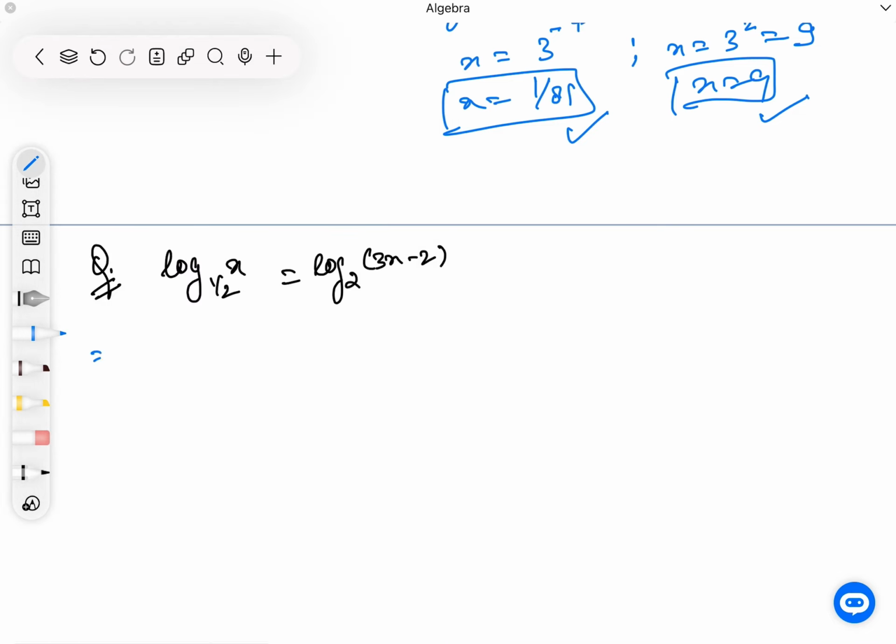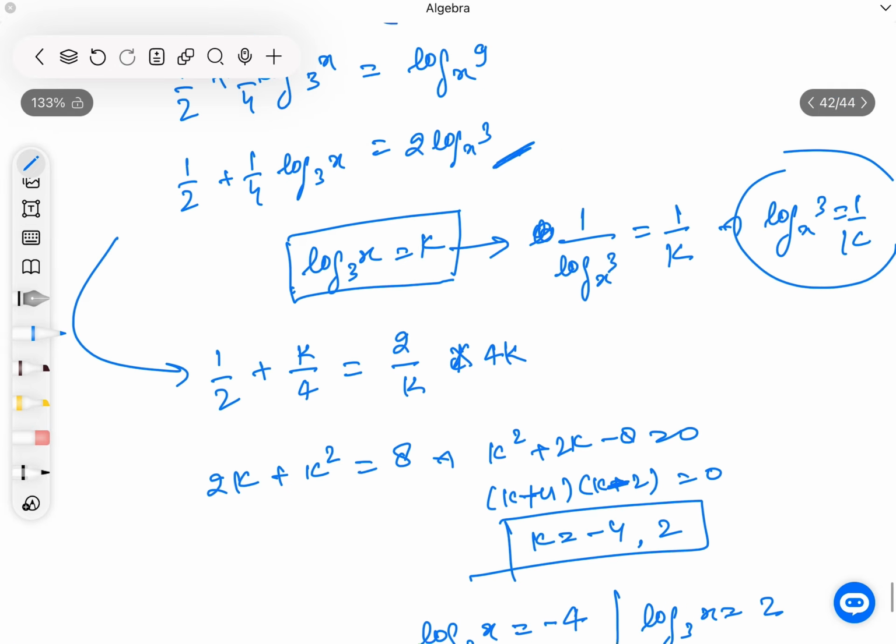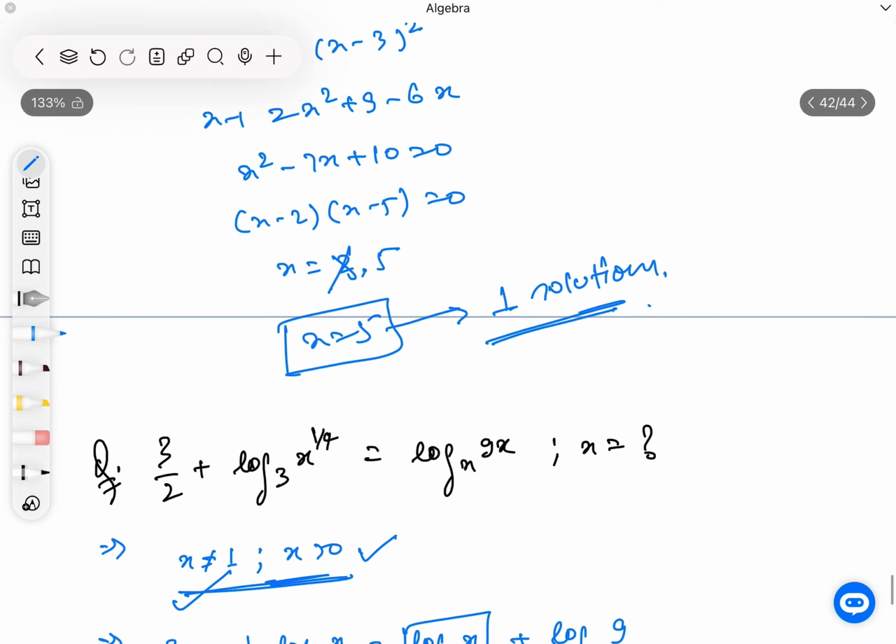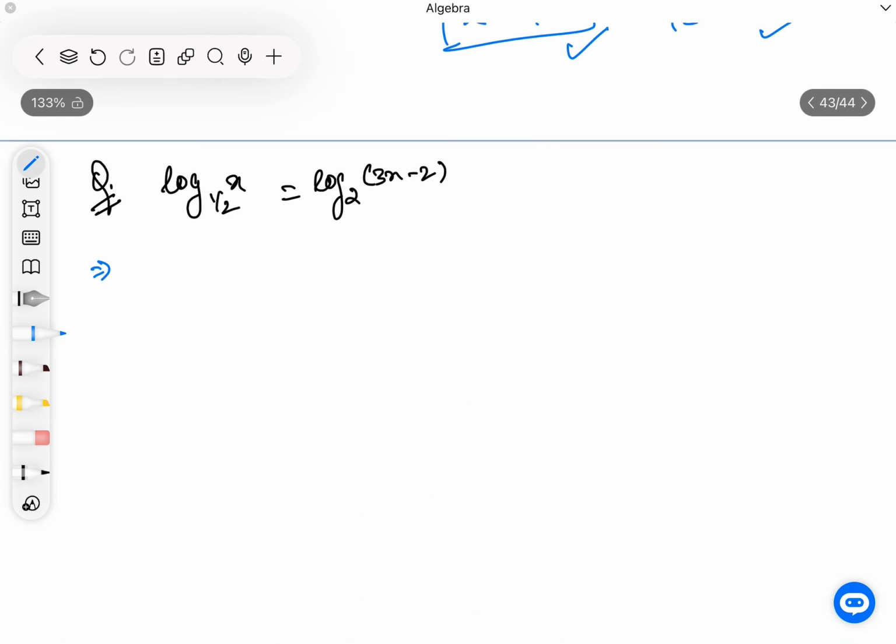Now, as I said earlier, the first thing that I notice is, can I make the bases the same? The same thing I did in the previous questions, I'm going to do here. Can I make the base the same? Yes, I can. 1/2 can be written as 2 to the power of minus 1. Whatever you have in the power, that can go in the denominator if the power is minus 1.